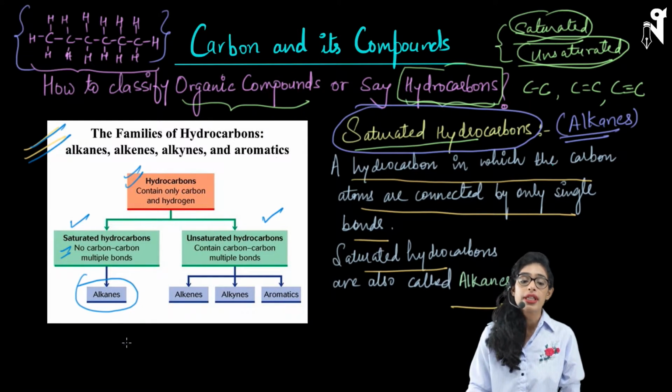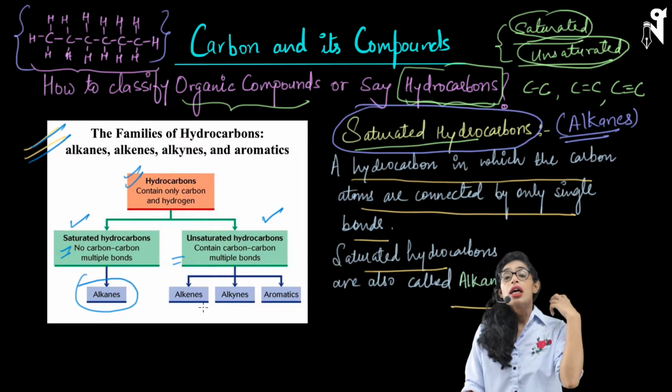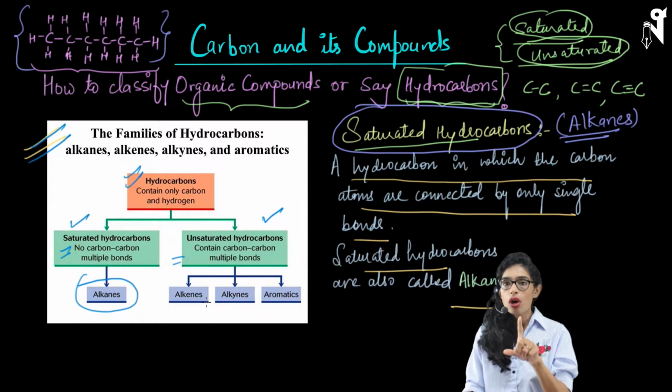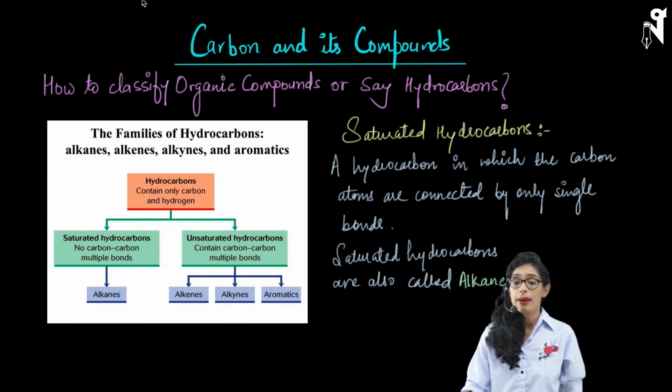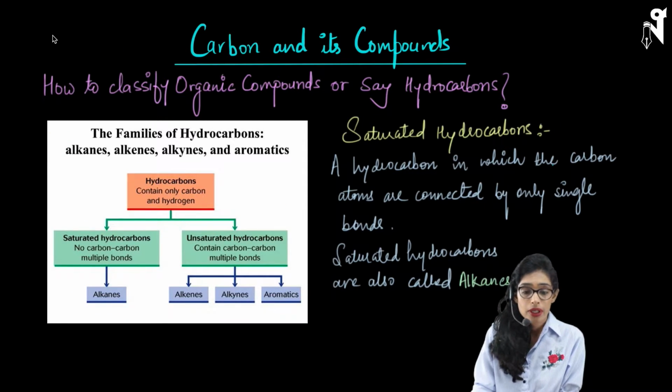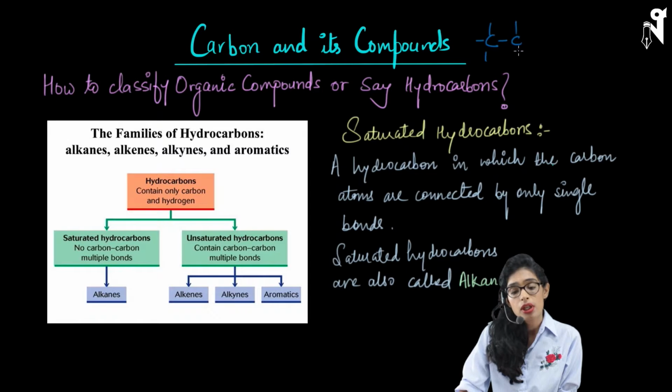Next comes the category that is unsaturated hydrocarbons. Unsaturated are the ones where you will find multiple bonds also, along with the single bond, throughout the chain. For example, if I take a chain like this, just see it on the board over here. So if I have taken the chain like this, where carbon is linking with another carbon with a single bond, and then suddenly it starts forming a double bond.